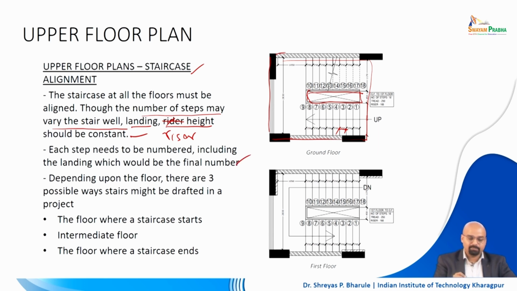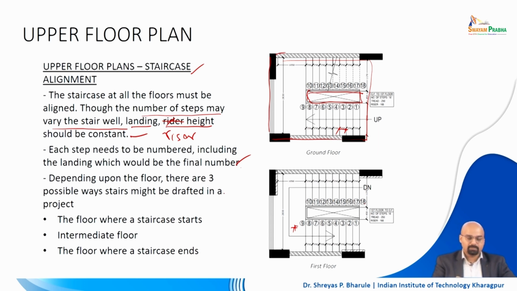Next, each step needs to be numbered. As you see in this example, you have 1, 2, 3, 4, 5, 6, 7, 8, 9. On 9 you have a mid landing which is here, and then 10, 11, 12, 13, 14, 15, 16, 17, 18. 18 is where you start with a new floor, right. So, you have 18 steps to come up to the new floor. Each step is to be numbered and the final number is where your new floor starts, alright.